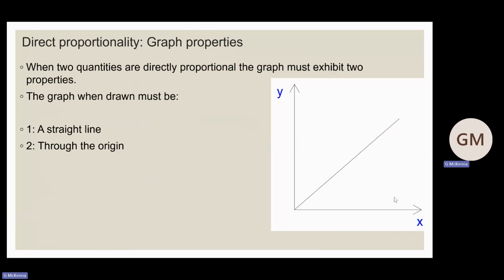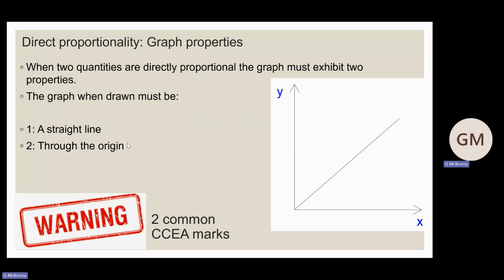Now, in the second learning objective, we need to look at graphs, and this is really important for GCSE, but also really stretching into your AS and A2 studies as well. Now, when two quantities are directly proportional to each other, and they are put onto a graph, when drawn it must be these following two things. It needs to be a straight line, and it needs to pass through the origin.